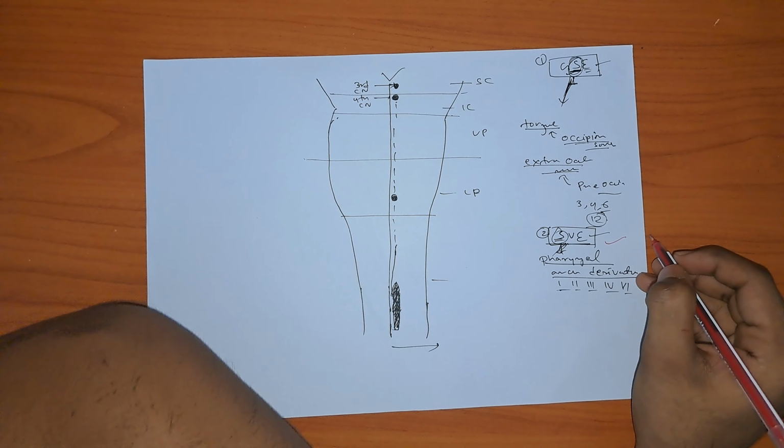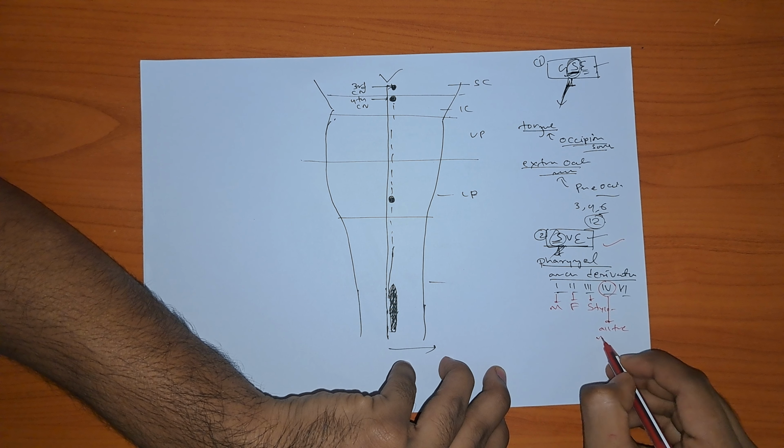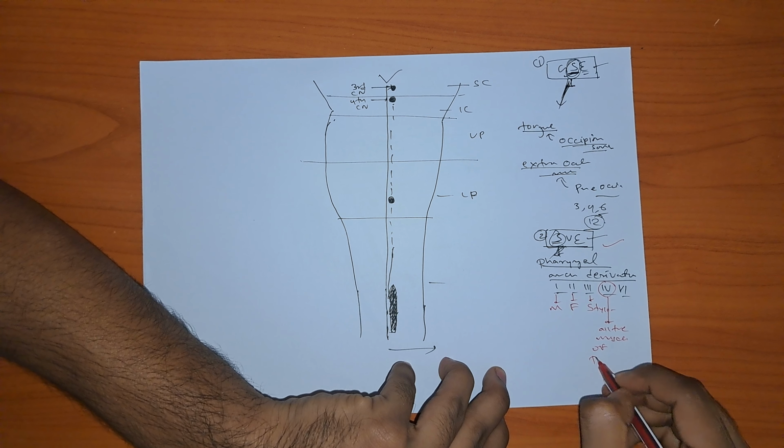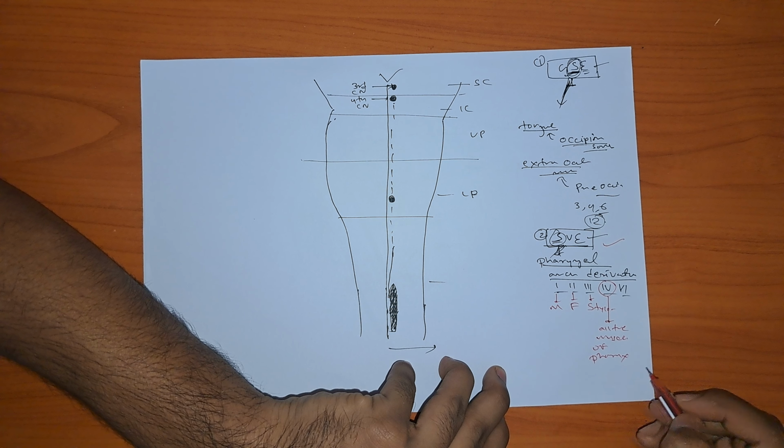Now the first pharyngeal arch gives the muscles of mastication. Second pharyngeal arch, muscles of facial expression. Third pharyngeal arch gives only one muscle, stylopharyngeus. The fourth pharyngeal arch gives rise to all the muscles of the pharynx except stylopharyngeus, plus cricothyroid.